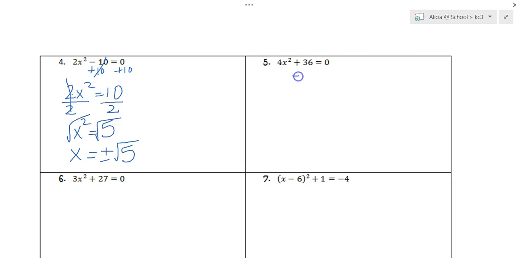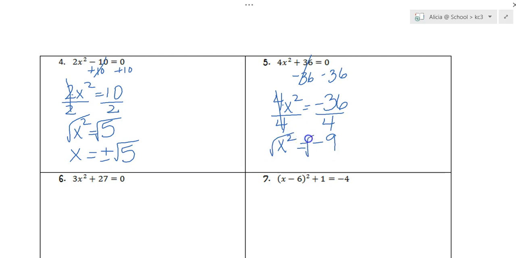I want to get the squared term by itself. So I'm going to subtract 36 from both sides. 4x squared equals a negative 36. I want to isolate that x squared, so I have to do the opposite operation, which is divide by the 4 that it's currently being multiplied by. 4 divided by 4 is 1, so I'm left with x squared equals negative 36 divided by 4, which is a negative 9.